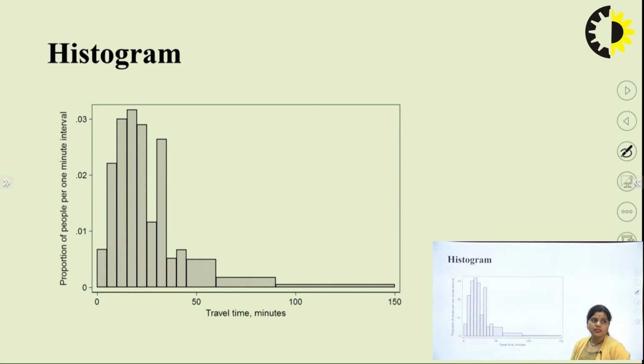This is the pictorial representation of the histogram. The x-axis is showing the travel time in minutes, and the y-axis is the proportion of people per 1 minute interval. As per the data given, the user has plotted the same things over the histogram: the travel time in minutes and the proportion of people per 1 minute interval. So simply we plot ordinal variables or quantitative data over the histogram.